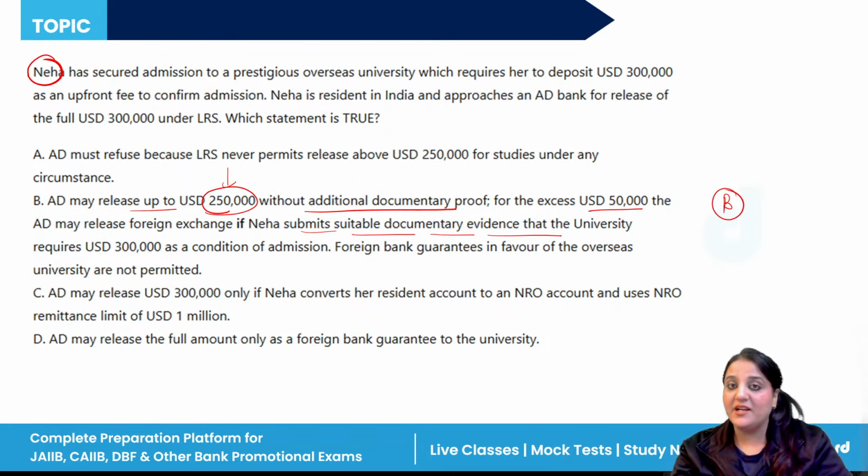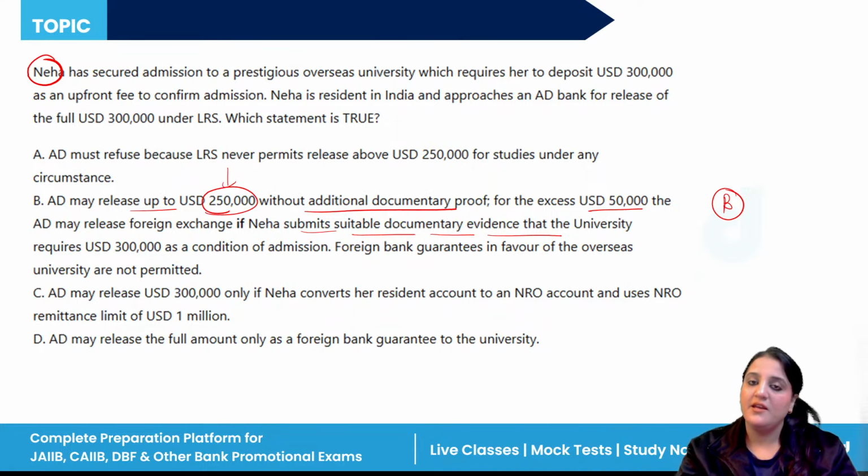In the case of medical treatment or in the case of education, up to $250,000 is allowed with the approval, but if anybody needs more than this, they have to show the evidence. So that's why option B is correct.